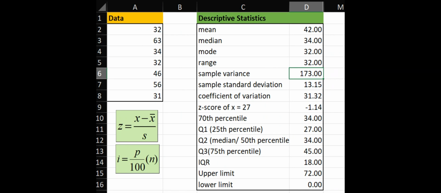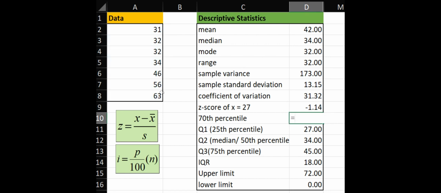And then you have the sample variance, and that's VAR.S, sample standard deviation, that's STDEV.S, and then the coefficient of variation, and that's the one that we ended with during our class on Thursday. And then we have the z-score. That's a question about a certain z-score. And in this case, it's the one that corresponds to 27, right? And from there, what we want to do is do that calculation. So it will be according to manual calculation.